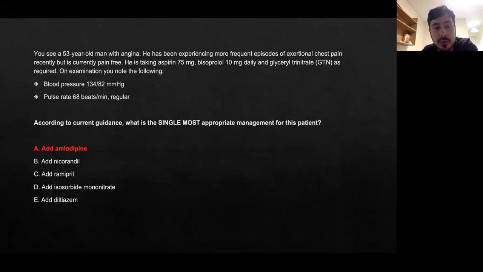We instead use a different class of calcium channel blockers, such as amlodipine, as second line. But it's correct to remember that diltiazem is the preferred calcium channel blocker in angina, but not when there is a beta blocker there. Then you move to amlodipine.